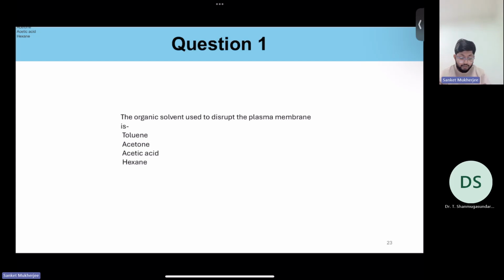The organic solvent used to disrupt the plasma membrane is toluene, acetone, acetic acid, or hexane. Any answers? Anybody would like to answer? Sorry, I can't hear you. Okay, toluene will be the answer.